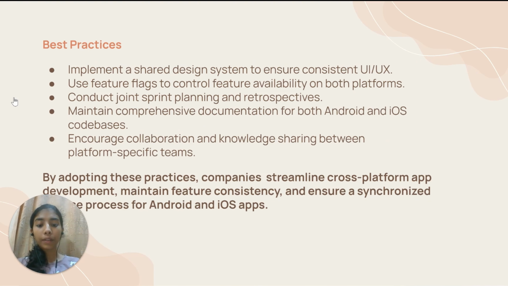These are a few of the best practices that companies currently use for cross-platform application development. They implement a shared design system to ensure consistent UI/UX, use feature flags to control feature availability on both platforms, conduct joint sprint planning and retrospectives, maintain comprehensive documentation for both Android and iOS code bases, and encourage collaboration and knowledge sharing between platform-specific teams. By adopting these practices, companies streamline cross-platform application development, maintain feature consistency, and ensure a synchronized release process for Android and iOS apps.